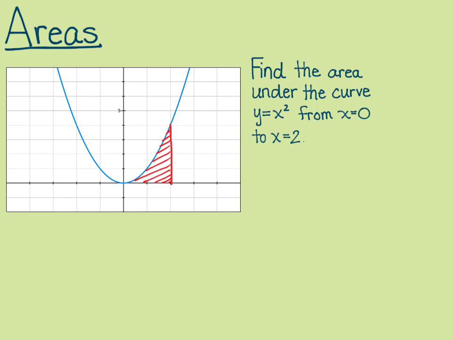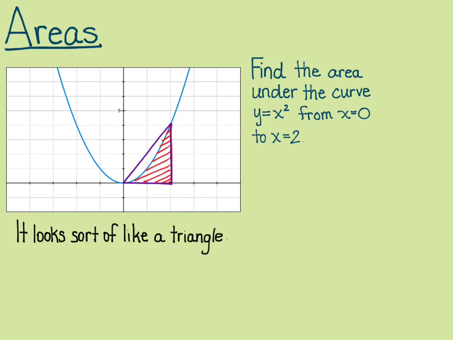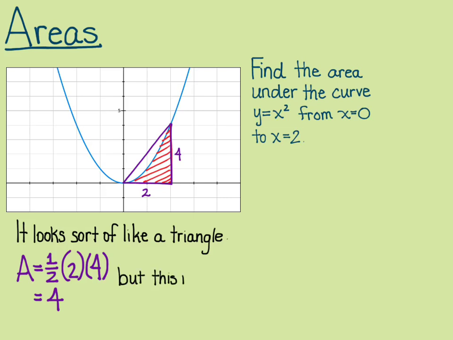If we wanted to approximate this area, we can note that it looks sort of like a triangle. So we could draw the triangle connecting the two endpoints of the interval. And we know how to find the area of such a triangle. The area is going to be 1/2 base times height, and so we end up with an area of 4. However, we can see that this is actually a lot bigger than the actual area of the red shaded region. So in this video, we're going to try to come up with better ways to approximate the area of a region under a curve.